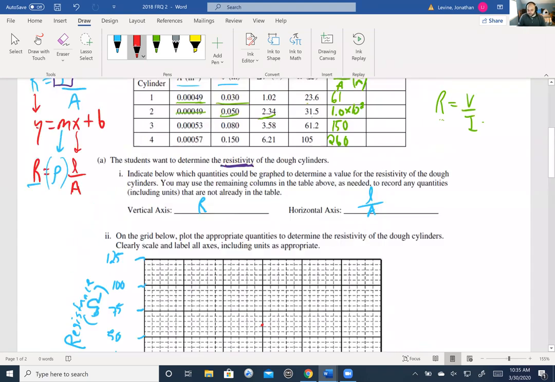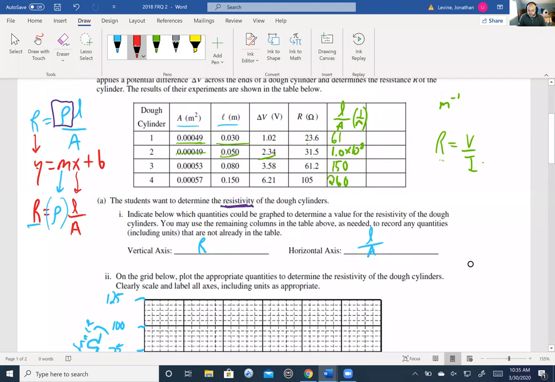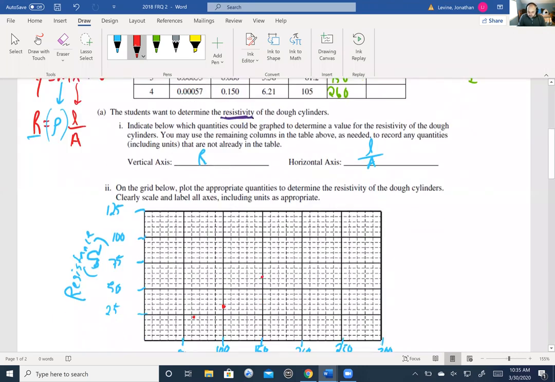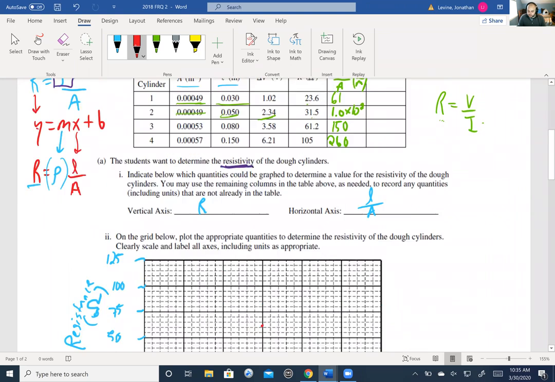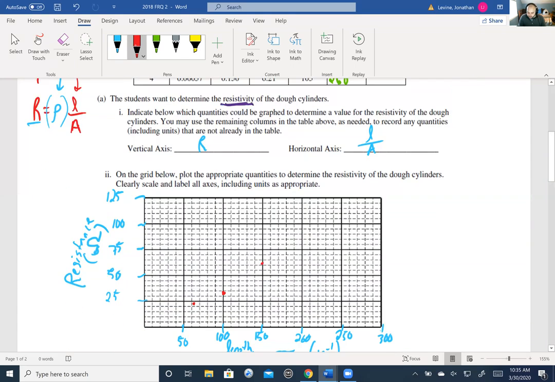Going through, and then 260 and 105. 260. This is 200, 250, 260. What was it? I already forgot. 105, sorry. 260, 100. That's roughly what my plot would look like.